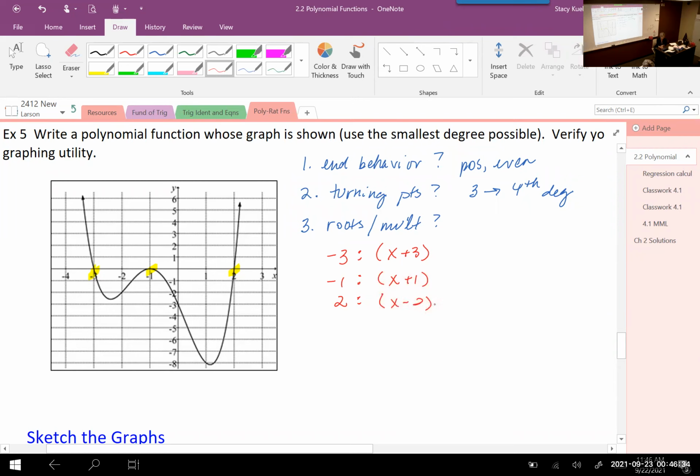Do we all agree with that? Yeah? What's the multiplicity at each of those? So at -3, I have a multiplicity of 1, correct? I'm going to put that over here. Well, I don't really know technically if I have a 1 there. You're going to see that I do have a 1 there, but I just know I crossed there, right? So I have an odd multiplicity there.